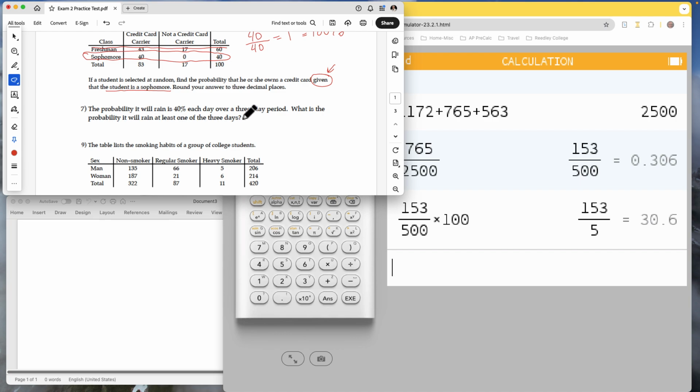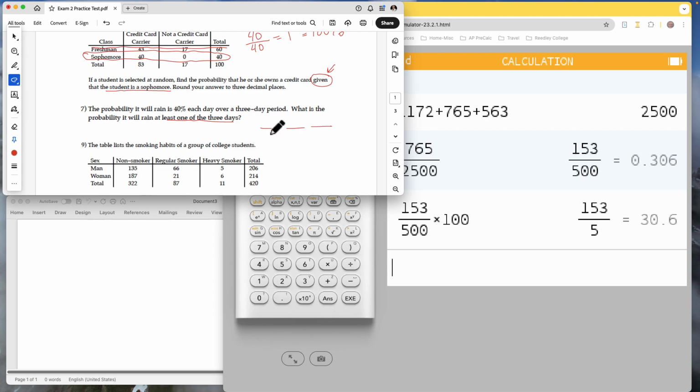The probability it will rain is 40% each day over a 3-day period. I don't know if you can hear it, but it's raining right now, so we got it. What is the probability it will rain at least one of the 3 days? So at least one of the 3 days. So what we've got is that over 3 days, 1, 2, 3, it will either rain or it won't rain. We want the probability it will rain on at least one of the days. So it could rain on 1 day or 2 days or all 3 days.